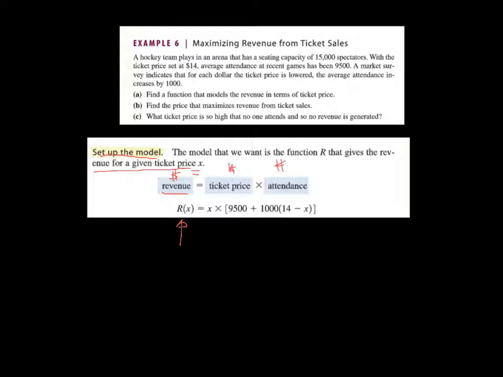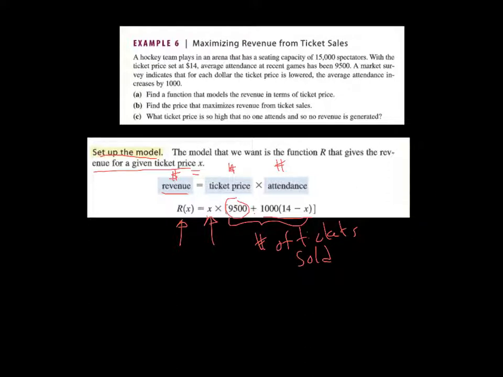Revenue is a value that's associated with a number of tickets. So X, again, is the ticket price, and this represents the number of tickets sold. And how is that so? Keep in mind that the number of tickets we're going to sell is going to be the 9,500 that we already sell, plus the increase in tickets that we're going to sell for each dollar decrease in price.